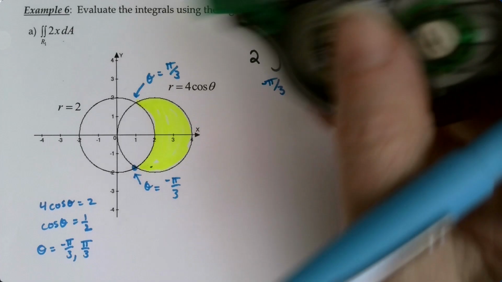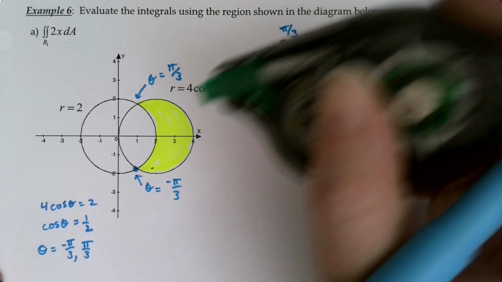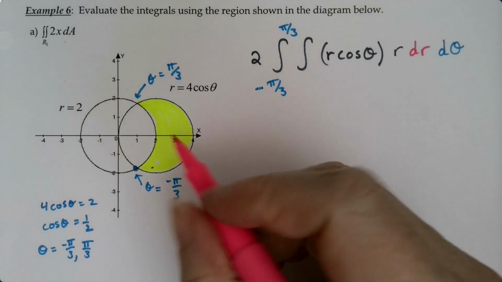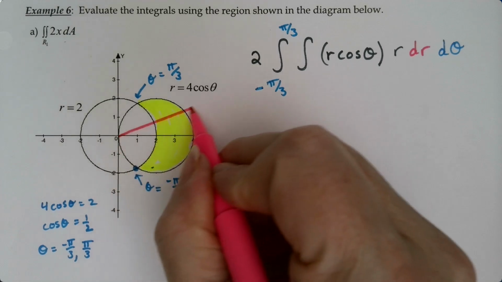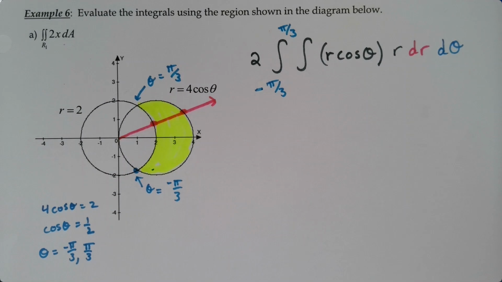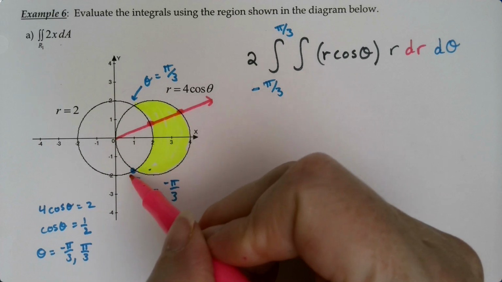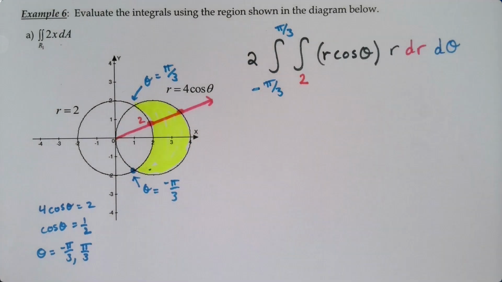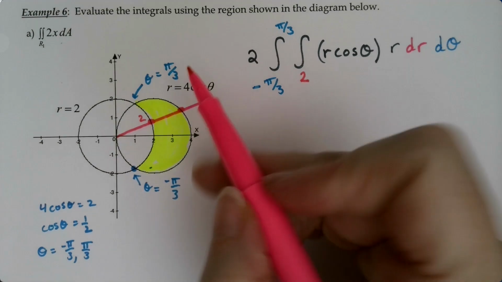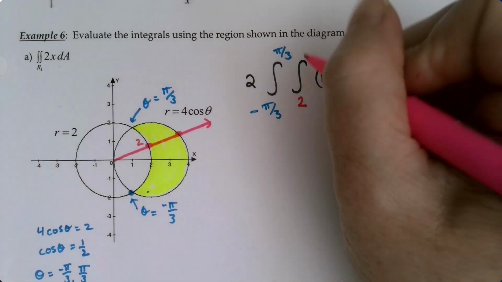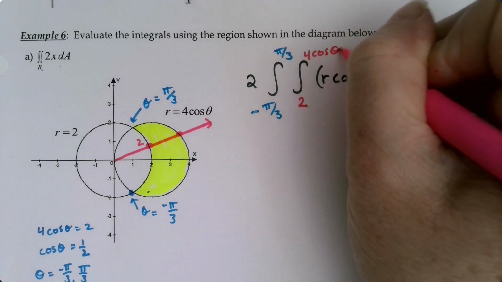All right, now what about r? You have to imagine, again, the spokes coming out of the pole. And r is the different radius values. In this case, one of them is always the same. It always hits this ring at 2. So I know it starts at 2. That one is a constant. But this out here is 4 cosine theta. It's a function.